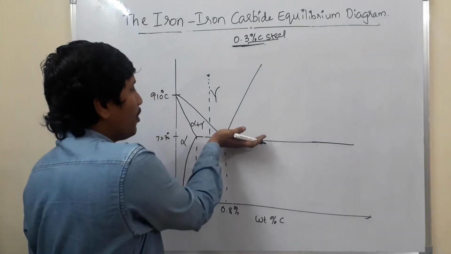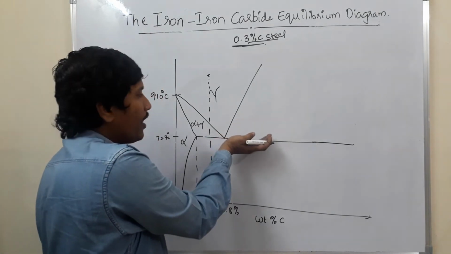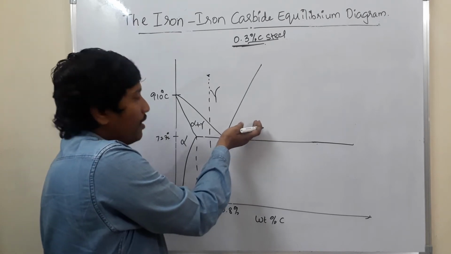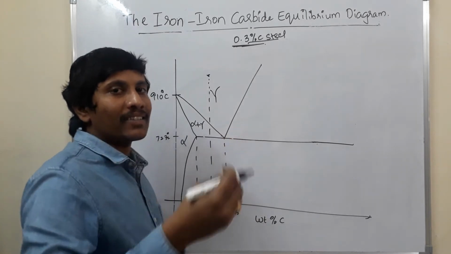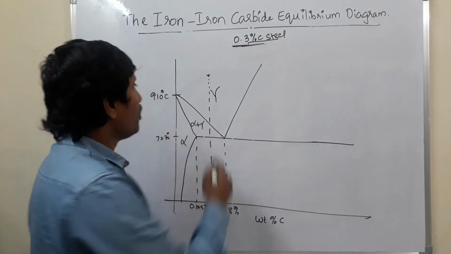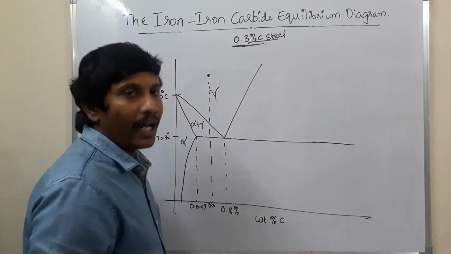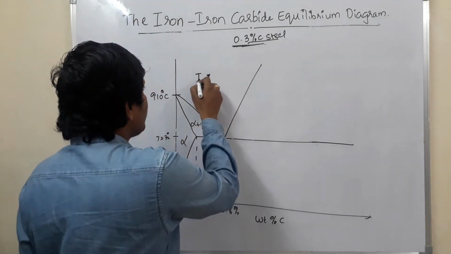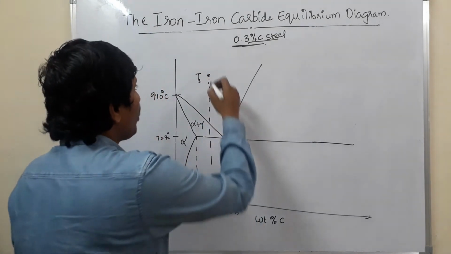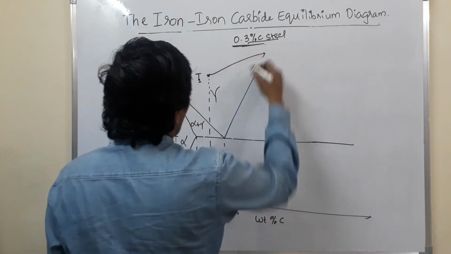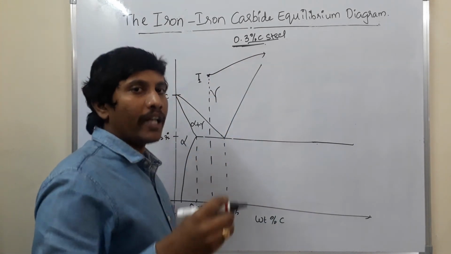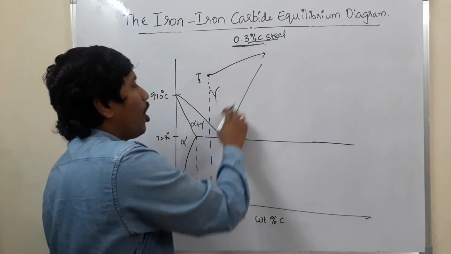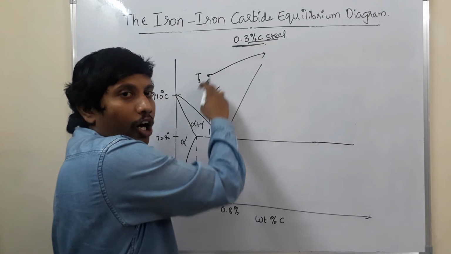Above 727 degrees centigrade, for the alloy of iron and carbon, the BCC crystal lattice converts to FCC. Let us suppose this point is at a temperature of T1. What is the microstructure here? Carbon is dissolved in FCC iron, thus you get gamma solid solution, or austenite.